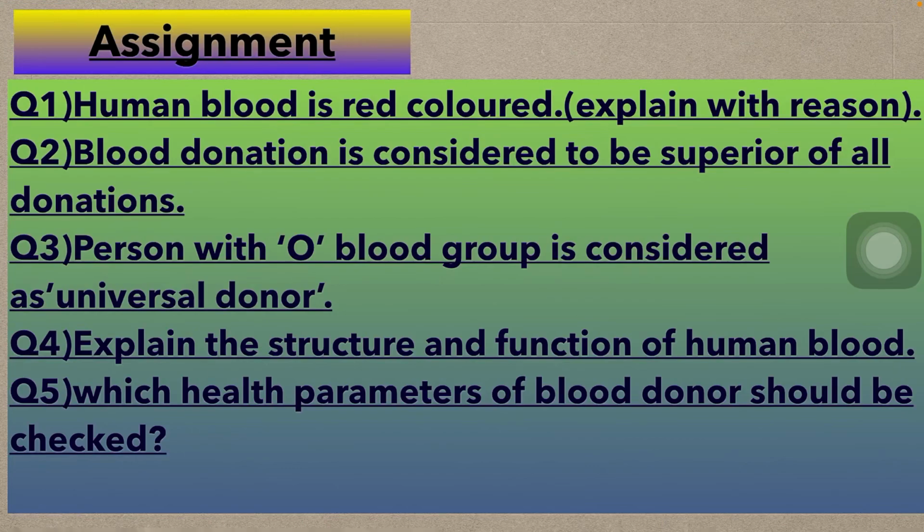Student, now I want you to do a small assignment based on this module. Human blood is red colored. Explain this with reason. Blood donation is considered to be the superior of all donations. Person with O blood group is considered as universal donor. Explain the structure and function of human blood. Which health parameters of blood donors should be checked?